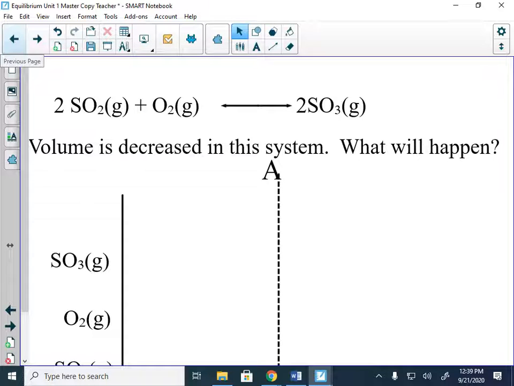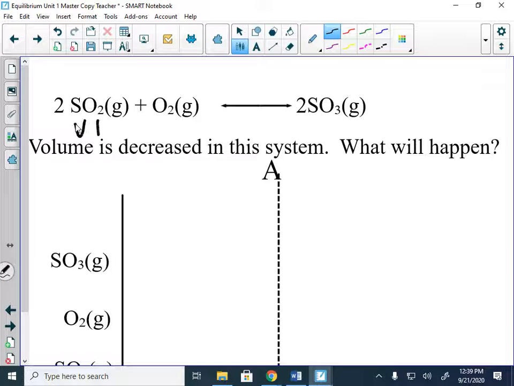We did talk lots last week about how pressure affects the system, and it's kind of hard to wrap your head around. This system says if volume is decreased, what will happen? And we didn't do this, did we? I swear we didn't do this. No. Okay. So if we decrease volume, what happens to pressure? Does pressure go up or down? Up. It's inverse. Okay. Now, pressure and Le Chatelier's principle only affects gaseous systems. So is this a gaseous system?